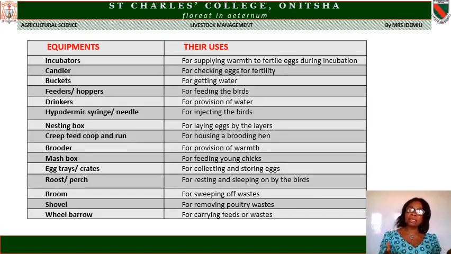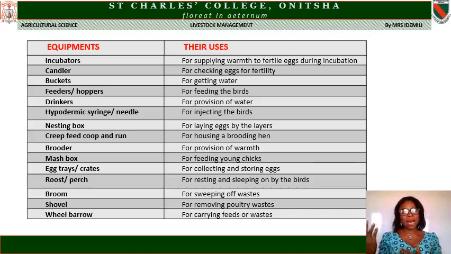This is for housing the brooding hen. Then the brooder for provision of warmth during brooding. Mash box for feeding young chicks. Egg trays or crates for collection and storage of eggs. Roost or perch for resting and sleeping on by the birds.